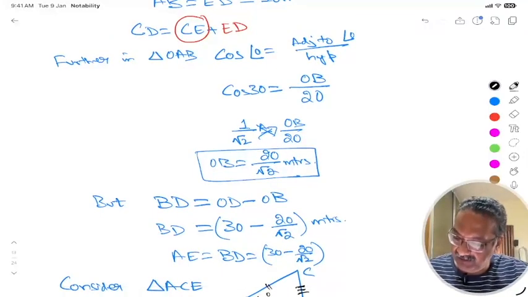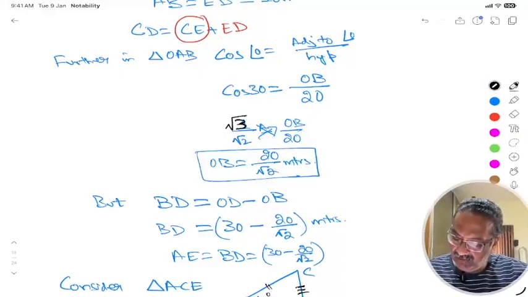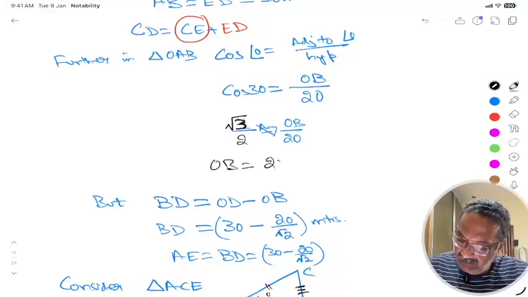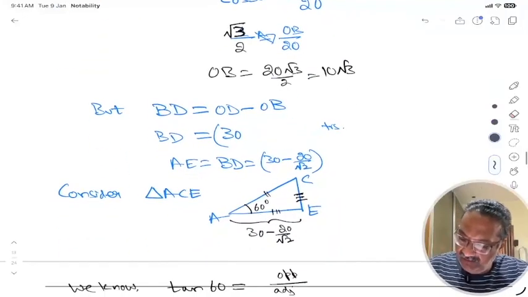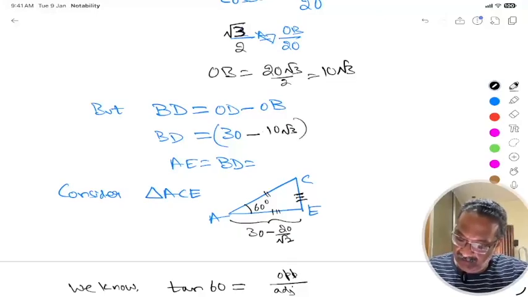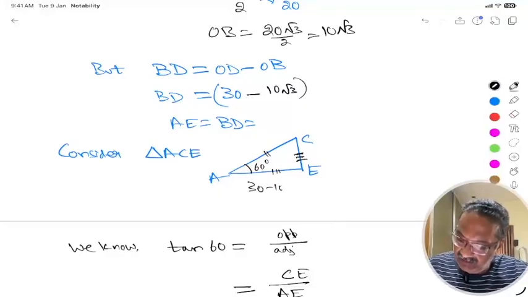Okay, I made a mistake here. See, cos 30 is root 3 by 2. So OB will be 20 root 3 by 2, which is equal to 10 root 3. So BD will be, see, if you make one mistake, so much of problem. 30 minus 10 root 3. So AE and BD will be 30 minus 10 root 3.